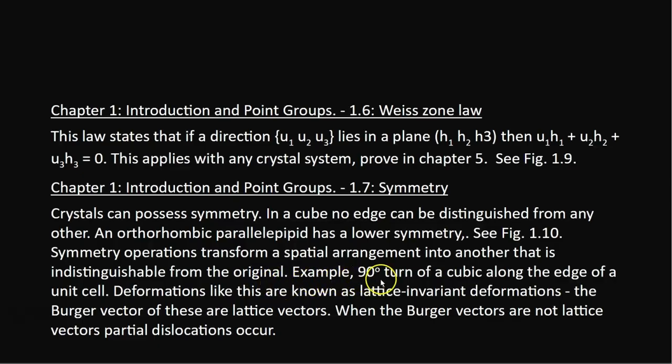Example, a 90-degree turn of a cube along the edge of a unit cell. Then you get the same as what you had. Deformations like this are known as lattice invariant deformations. The Bragg factor of these lattice factors. When the Bragg factors are not lattice factors, partial dislocation occurs.